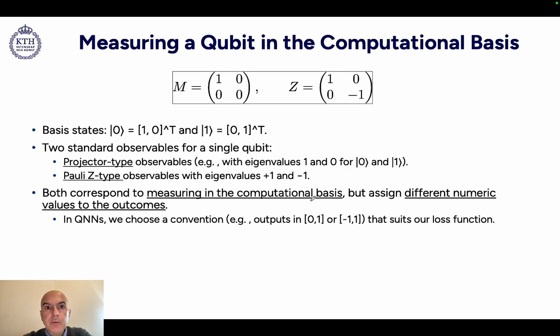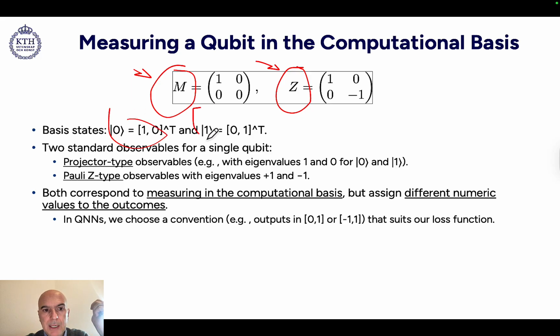Well, we need first to associate the observable, which are Hermitian matrices. For instance, we can represent two matrices M and matrix Z. So in this case, it's just a projector, and this is a Pauli Z type observable. So we start from the basis state. The result of our measurement will be collapsed to one of these two states, either state 0 here or state 1 here.